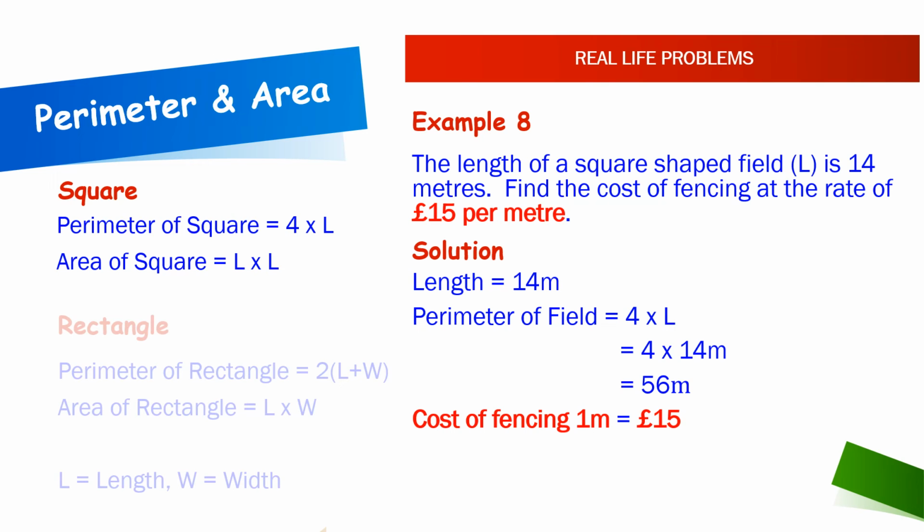Now the cost of fencing 1 meter is £15. So if we require 56 meters of fencing, we have £15 multiplied by 56, which gives us £840.